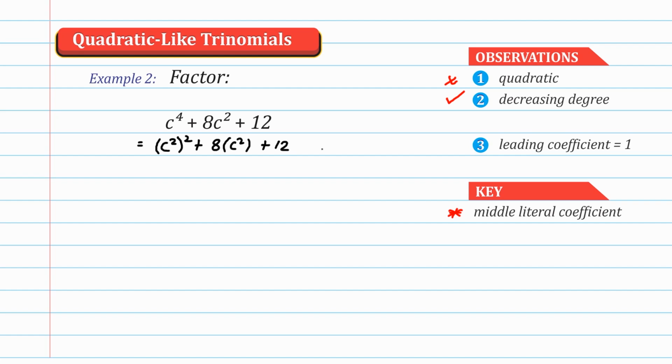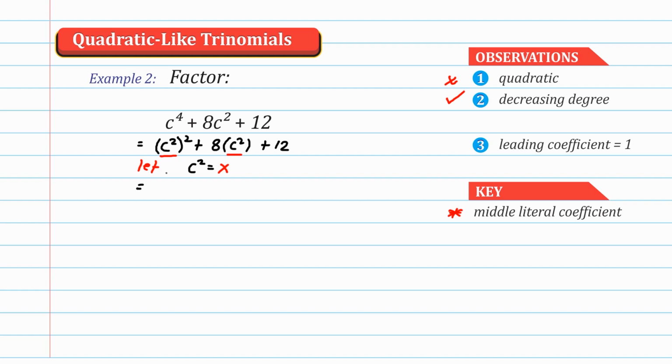Okay, now, why did we do that? We'll know in a while. Just take note, what we did is we wrote everything in terms of our middle literal coefficient, which is the key. Now, why did we do that? The reason is, we can let c squared be equal to a certain variable. Let's say the variable is x. Meaning, we can replace our c squareds here with the variable x. Let's try and do that.